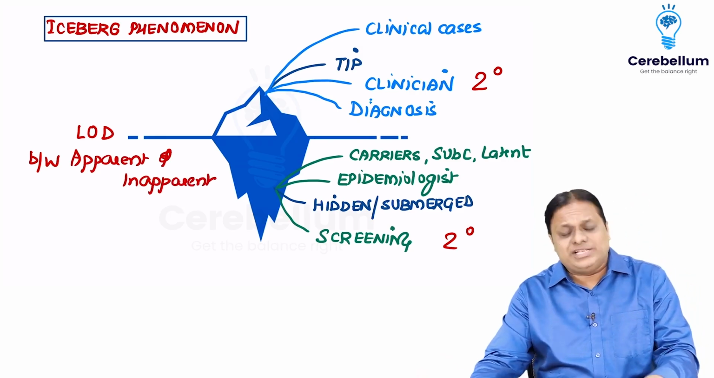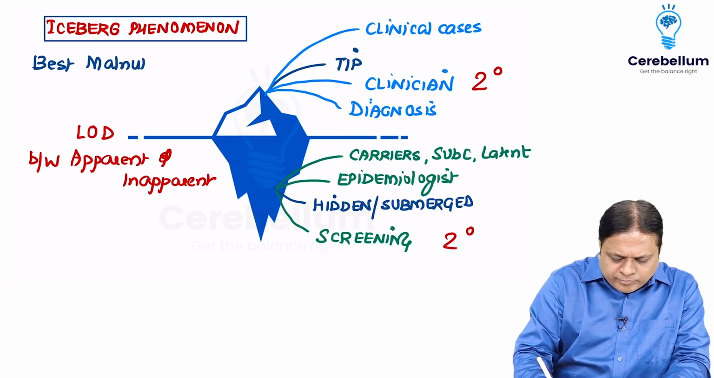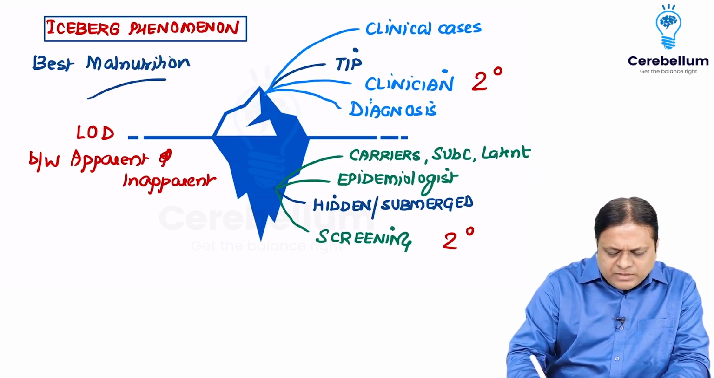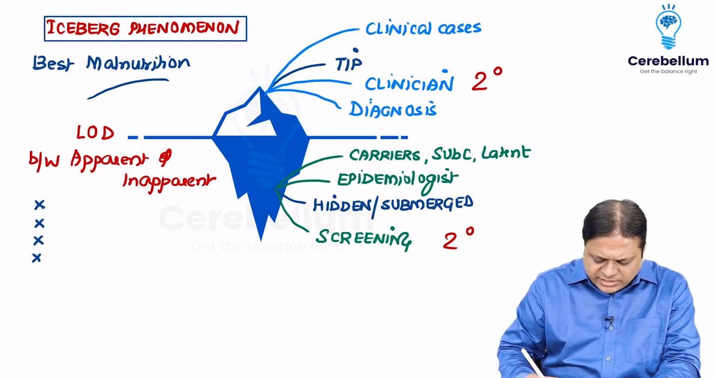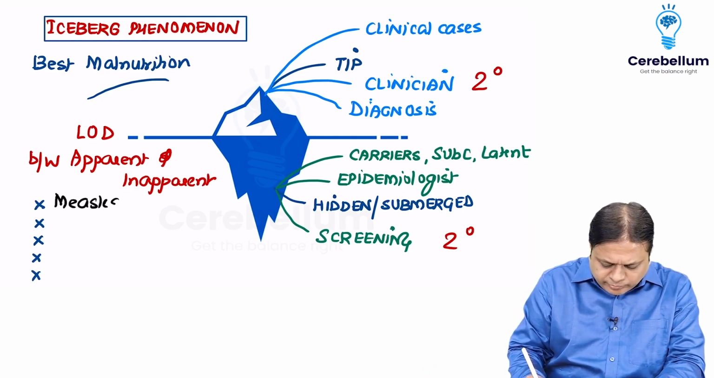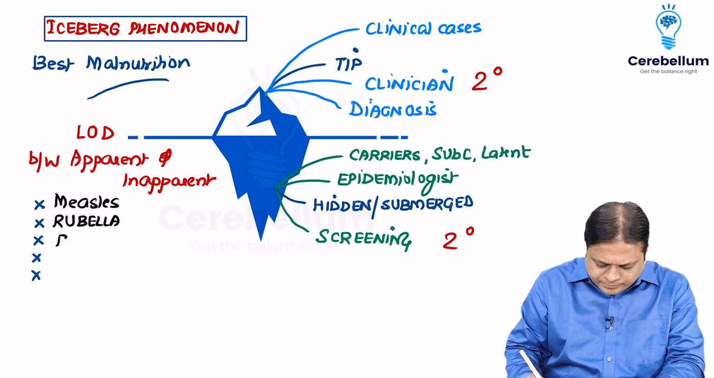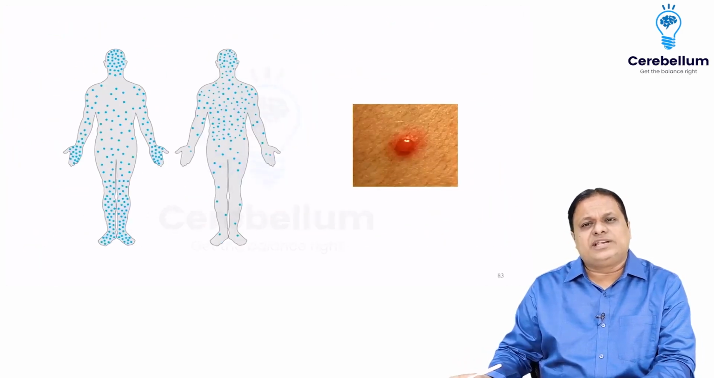Most of the diseases show iceberg phenomena, but best is shown by malnutrition, anemia. Even HIV shows an iceberg phenomena, but it is not seen in diseases generally where there are no carriers or very few carriers, like measles, rubella, rabies, tetanus, plus minus pertussis. Iceberg phenomena of disease. Now let us start with respiratory infections.